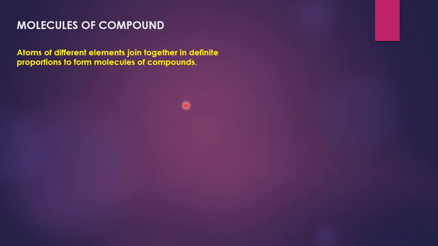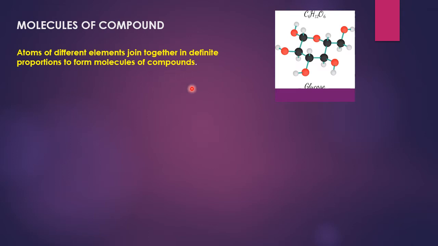Molecules of compound. Atoms of different element join together and they join in definite proportion and they form molecule of compound. Here you can see the molecule of glucose. The formula is C6H12O6. There are 6 atoms of carbon, there are 12 atoms of hydrogen, and there are 6 atoms of oxygen. When they combine together chemically, they form a molecule of glucose.